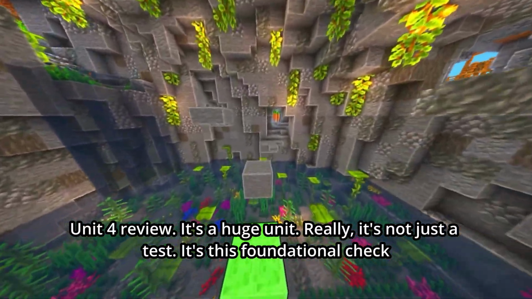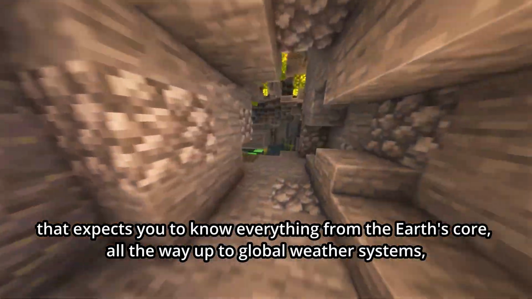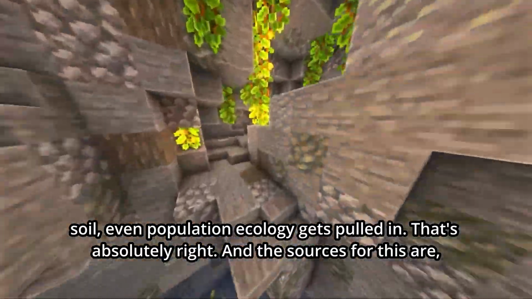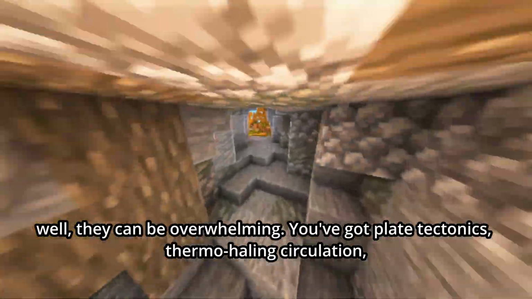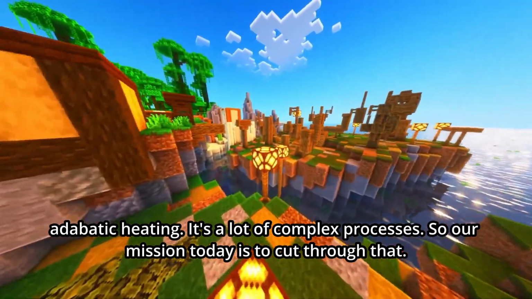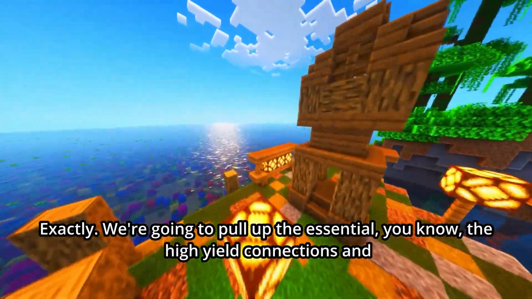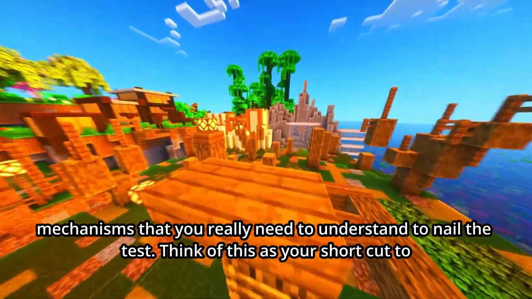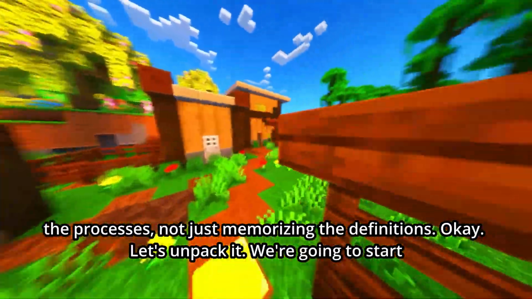It's this foundational check that expects you to know everything from the Earth's core all the way up to global weather systems, soil. Even population ecology gets pulled in. That's absolutely right. And the sources for this are, well, they can be overwhelming. You've got plate tectonics, thermohaline circulation, adiabatic heating. It's a lot of complex processes. So our mission today is to cut through that. Exactly. We're going to pull out the essential, the high-yield connections and mechanisms that you really need to understand to nail the test. Think of this as your shortcut to the processes, not just memorizing the definitions.